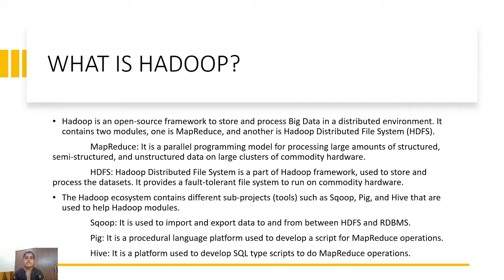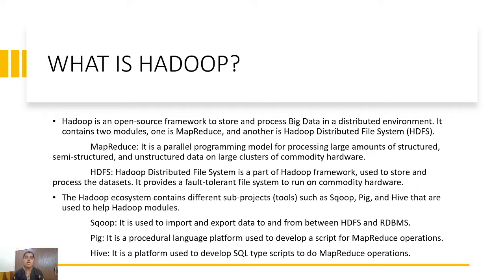It basically contains two modules, MapReduce and HDFS. HDFS refers to Hadoop Distributed File System. MapReduce is used for parallel programming, which helps in processing large amounts of structured, unstructured and semi-structured data on large clusters. HDFS, as a part of the Hadoop framework, is used to store and process the data sets. It provides a fault tolerant file system to run on commodity hardware.